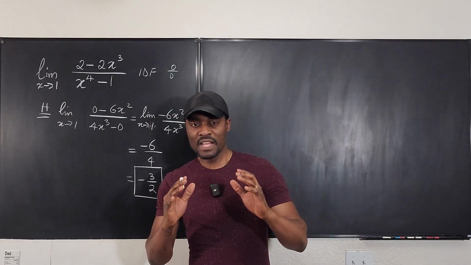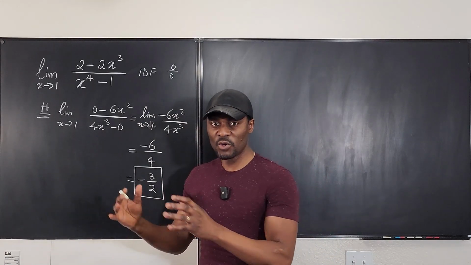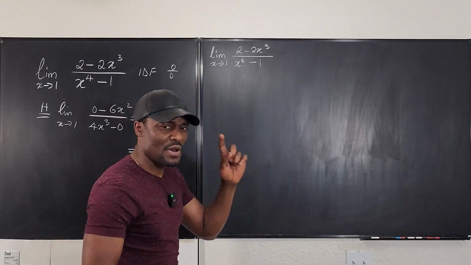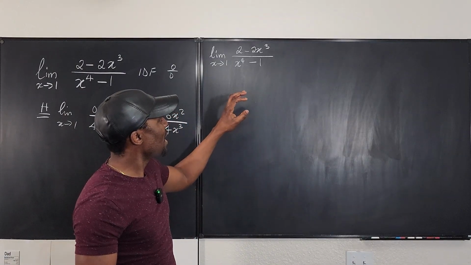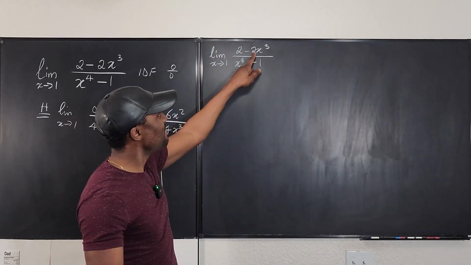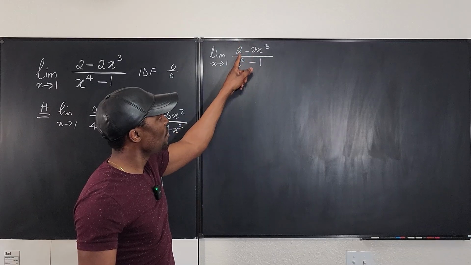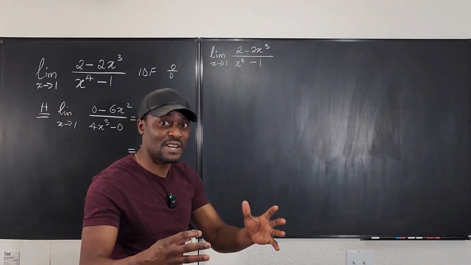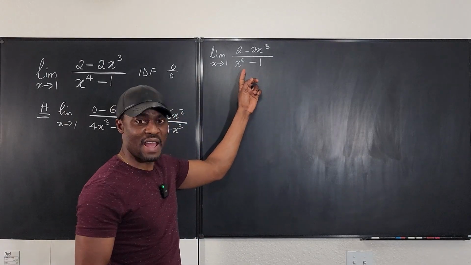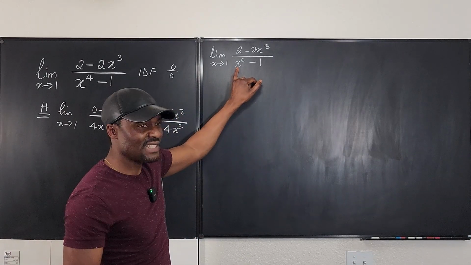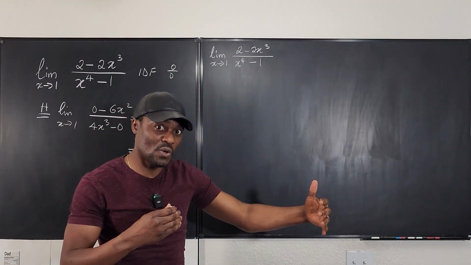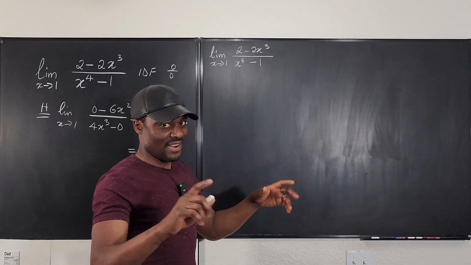So now, let's find a way to do the algebra without L'Hopital's rule and get negative 3 over 2. If you look at this very well, you want to ask yourself, what can I factor out from the top? I can factor out 2. Does it help me? Yes, because if I factor out 2, I'm going to be left with 1 minus x cubed, which gives me the difference of 2 cubes, which I know how to factor. If you look at the bottom, there's nothing to factor out. But I can write this as x to the 4th minus 1 to the 4th, then it becomes the difference of 2 fourths, I'm going to show you.